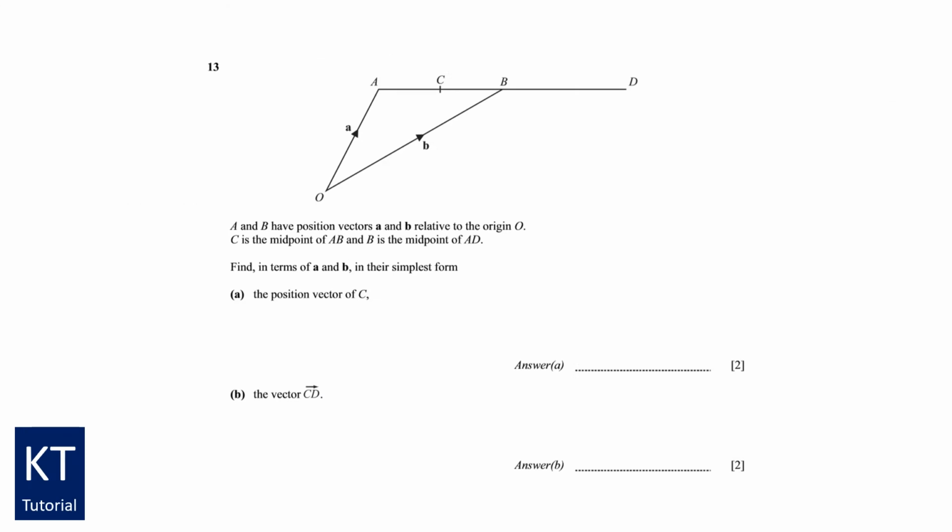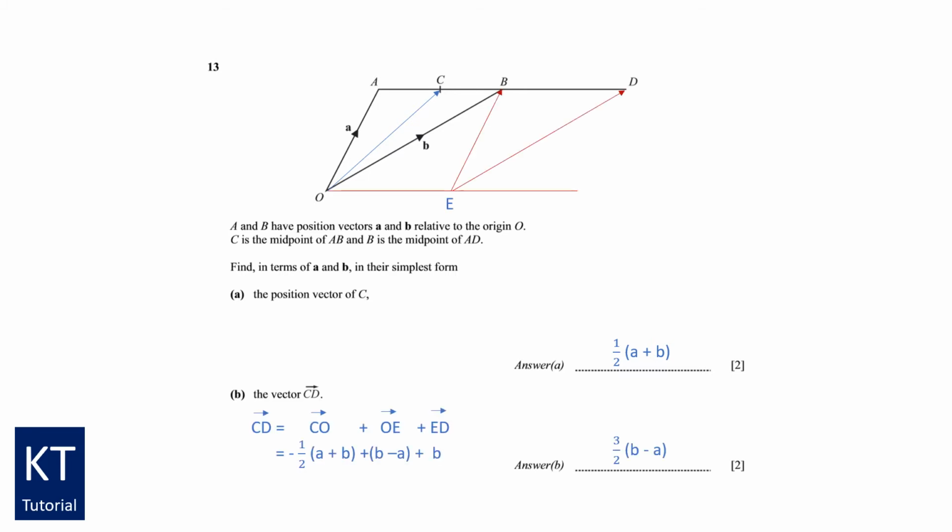Question 13. A and B have position vectors a and b relative to the origin O. C is the midpoint of AB and B is the midpoint of AD. Find in terms of a and b, in their simplest form, the position vector of C. Vector C is equal to half of a plus b. Next, find the vector CD, with CD being CO plus OE plus ED. We could solve for CD being 3 over 2 of b minus a.